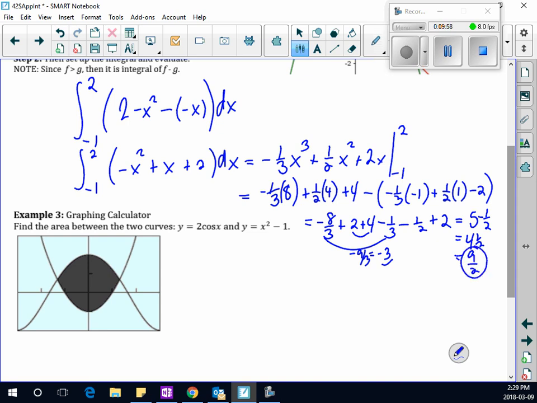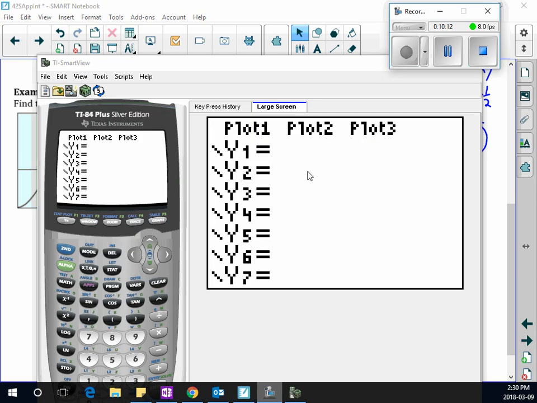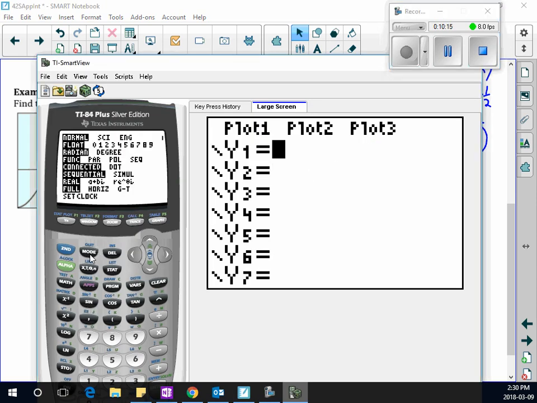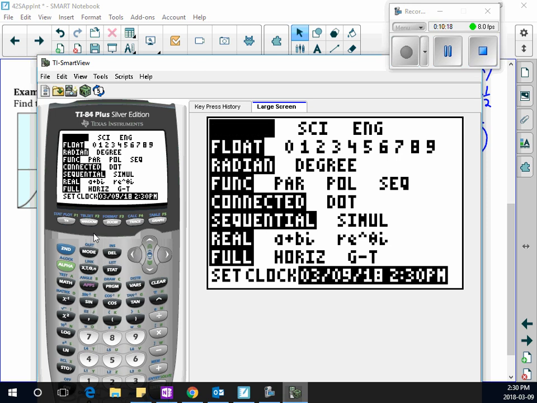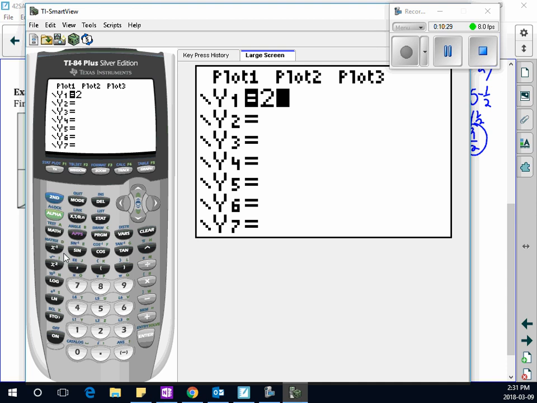Okay, now we're going to use our graphing calculator. Let's get a graphing calculator out. Make sure your calculator is in radians. Always check that before you start doing stuff. Anyways, I don't know which one's on top, but the nice thing is the calculator does. So we're going to put 2 cos x, and we're going to have x squared subtract 1.